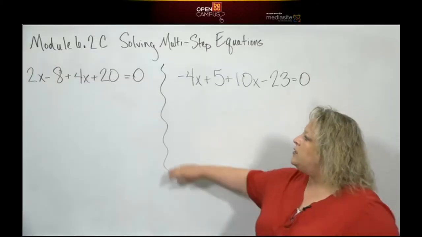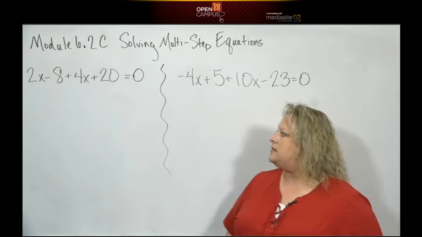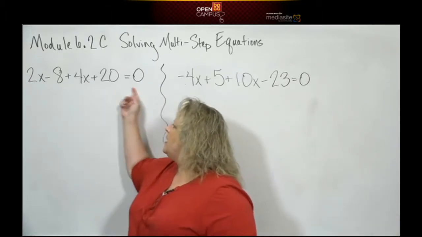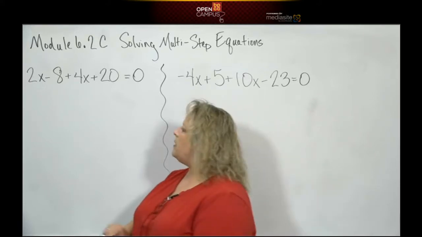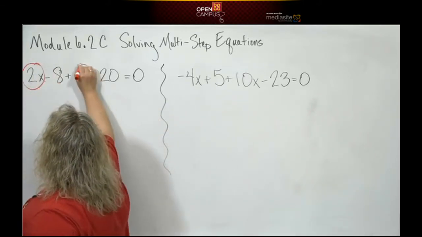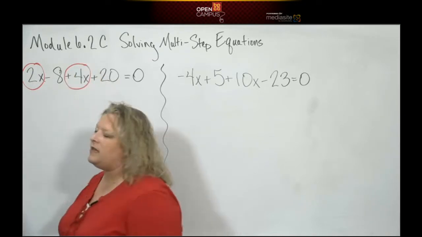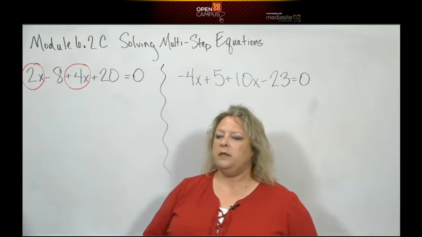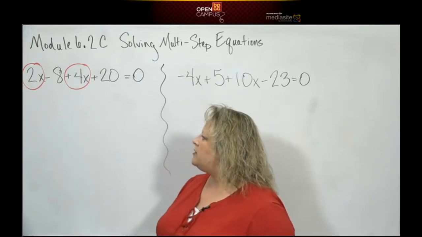All right, so here's our next installment. Look at these. We have everything on one side, it's equal to 0. So how did I say we're going to do this? By combining our like terms. I have two items here, two terms that have variables in them. So let's put those two together first.